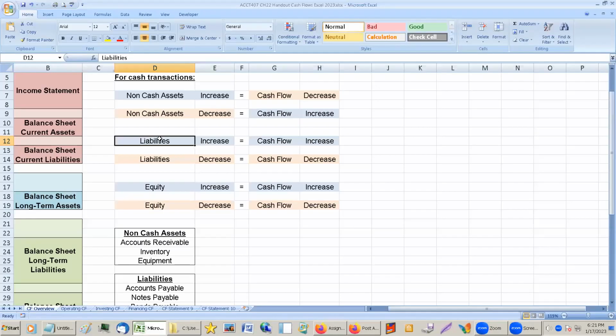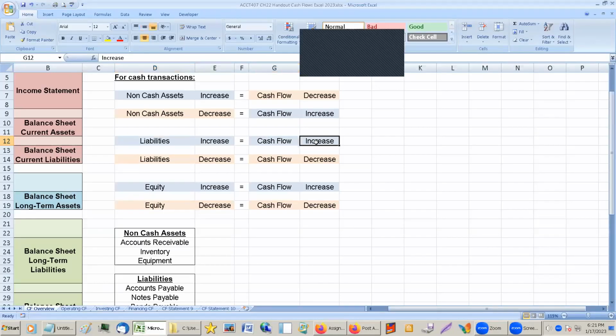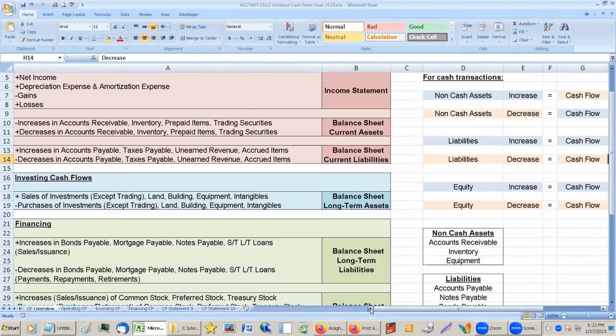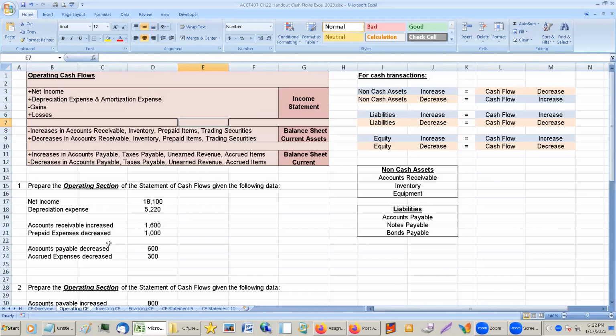The same thing is true with the equity section. If you sell stock, you get the cash, and your equity section goes up. If you buy back stock, your cash goes down and the equity section goes down. So liabilities and equity go with cash flow in the same direction. If your liabilities increase, your cash flow increases. If they decrease, your cash flow decreases. Okay, so these are the basic rules. Let's jump in and actually do a couple of these.